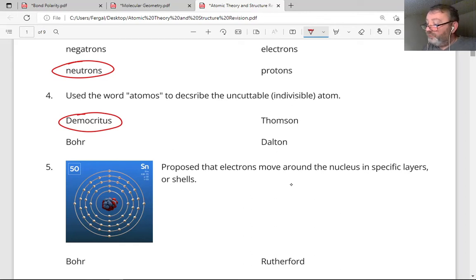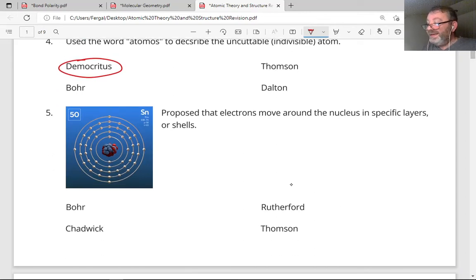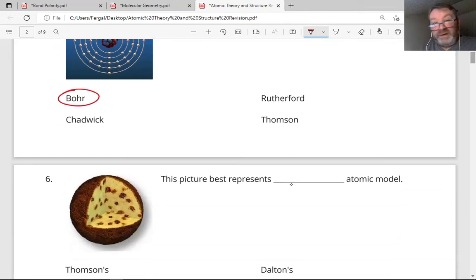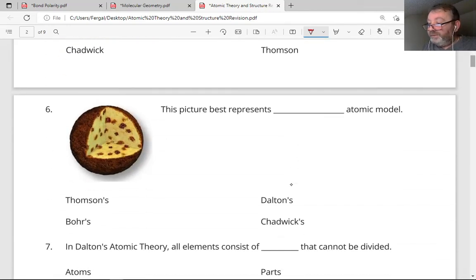This guy proposed that electrons move around the nucleus in specific layers or shells. Now, the guy who came up with the idea of shells or levels or layers was Bohr, after he did his emission spectrum of hydrogen. And remember, for poor old Bohr, it only worked for hydrogen. This picture best represents something atomic model. Well, it looks like a bit of an old plum pudding, so therefore it was Thomson's plum pudding.